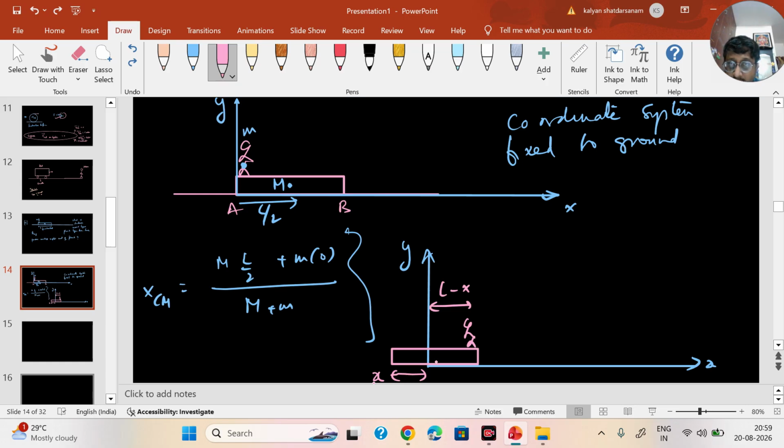Okay. Now where is the net center of mass now? m, into the person's mass into his center of mass is, let me just put it here only, L minus x.